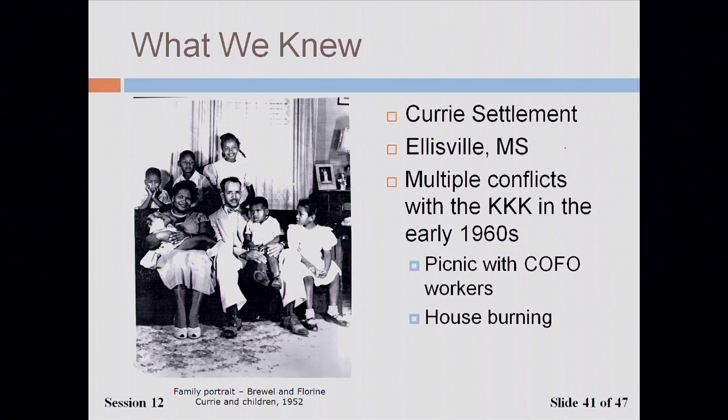During Freedom Summer, COFO workers were stationed in Ellisville and Laurel, Mississippi. And at the end of that summer, the family had a kind of barbecue and picnic out in the field to celebrate the COFO workers helping people register to vote in the county. And unfortunately, the picnic ended with a shootout against the KKK. A few months after that, there was the first attempt to burn down the family home of Brule Currie and Florine Currie, whose portrait is pictured there.